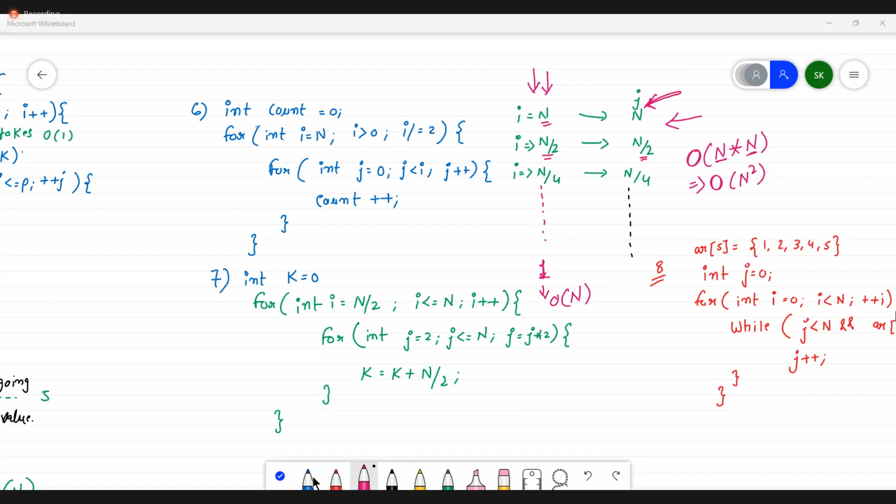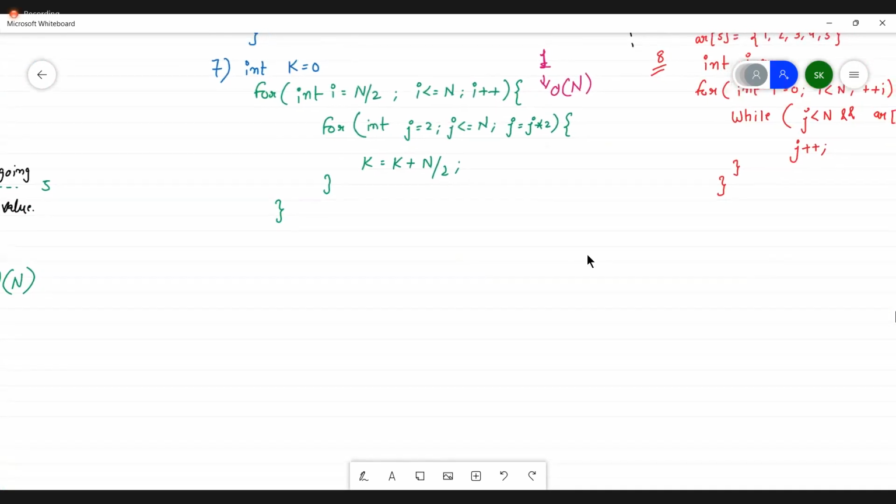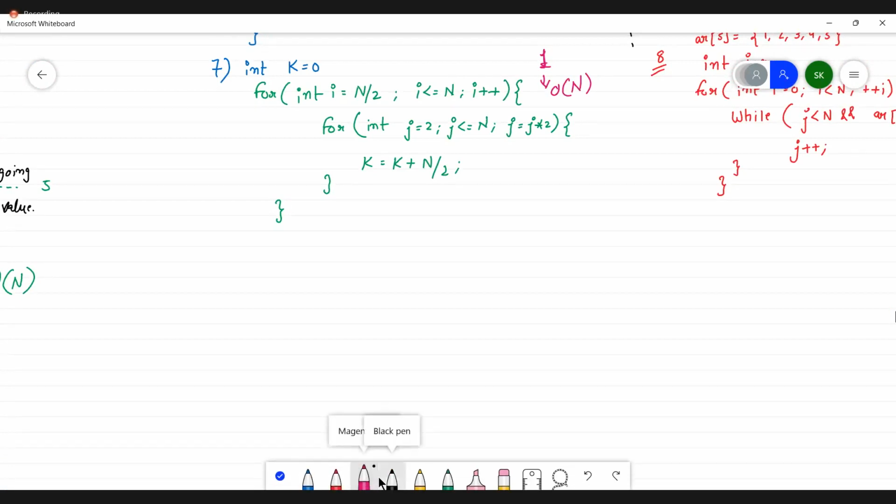Now I want to know the answer for the seventh question. How many of you did it? I cannot see any answers so far. Okay, let's see how it can be solved. For your i equals n by 2, how many times is your j loop going to run?